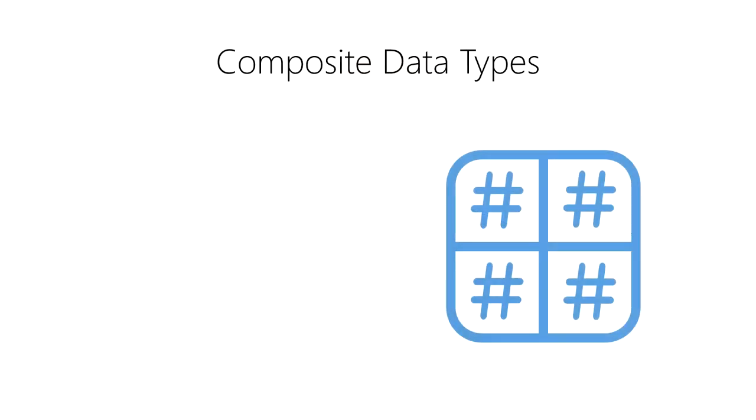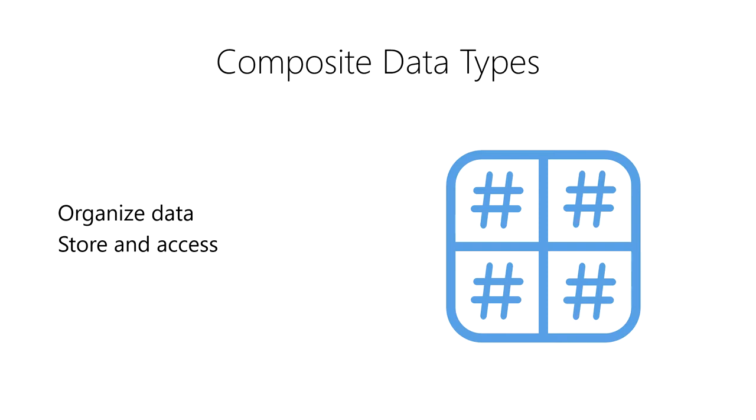Building upon scalar data types, we also have composite data types in data science. A composite data type is a logical container used to organize related data. It contains a set of scalar data types organized in a specific way. Composite data types allow us to store and access information effectively. They provide methods for accessing individual scalar values and performing operations on groups of scalar values.